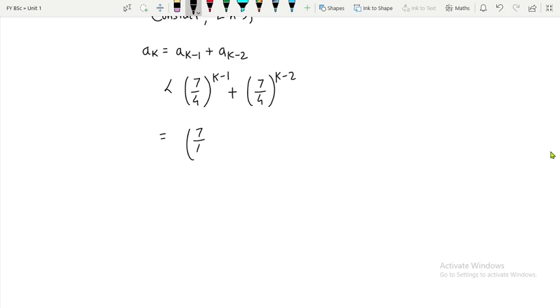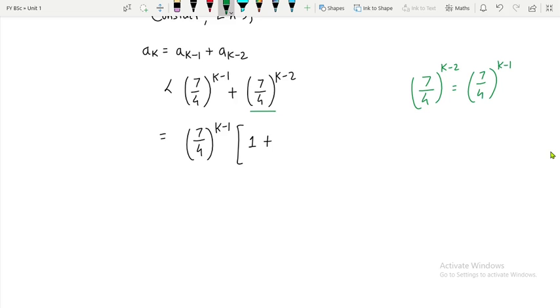If I take 7/4 raised to k minus 1 common, what is left inside the bracket? It will be 1 plus, now this term can be written as, I will write it here, 7/4 raised to k minus 2 can be written as 7/4 raised to k minus 1 multiplied by 7/4 raised to minus 1. This is by laws of indices, right? Since 7/4 raised to k minus 1 is taken out, I will be left with 7/4 raised to minus 1, that is 7/4 inverse.